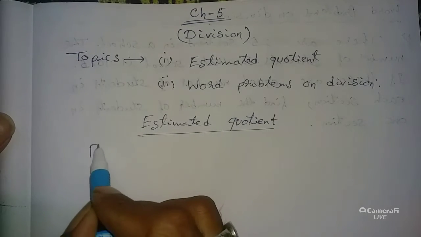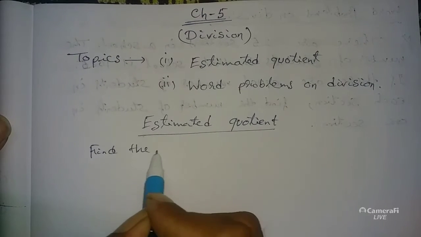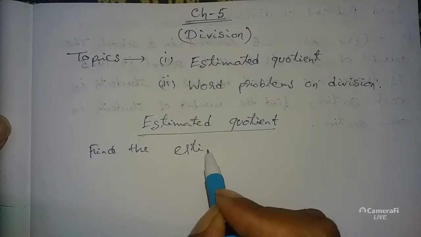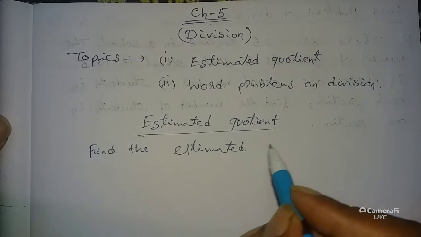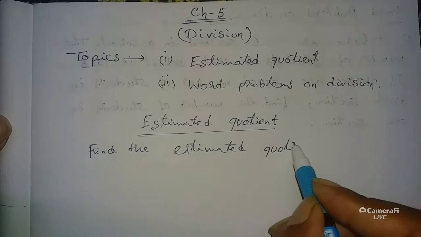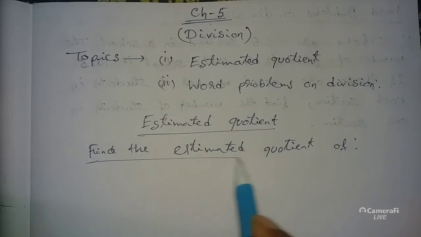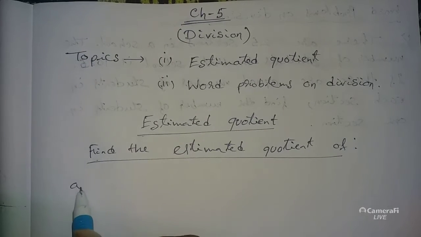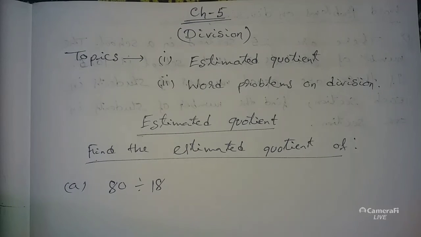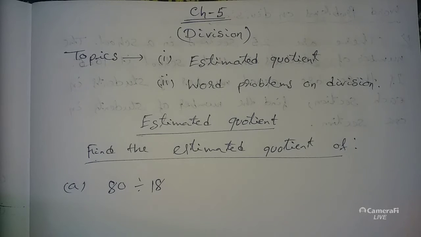Suppose the question is: find the estimated quotient of number A, 80 divided by 18. So first we will estimate the numbers, both the dividend and divisor. Here the dividend is 80, the divisor is 18.